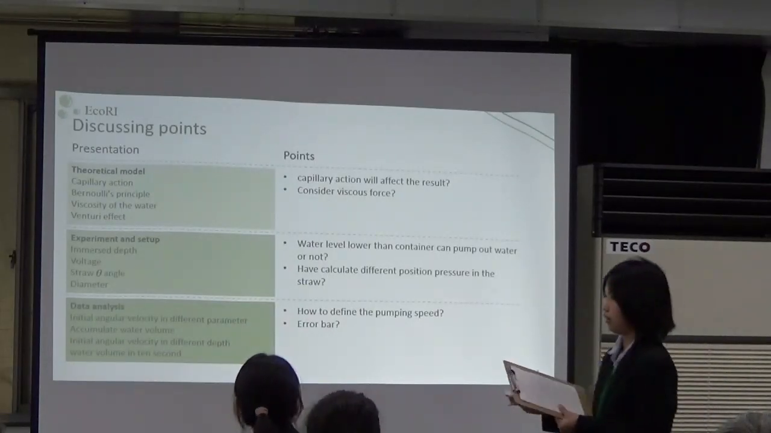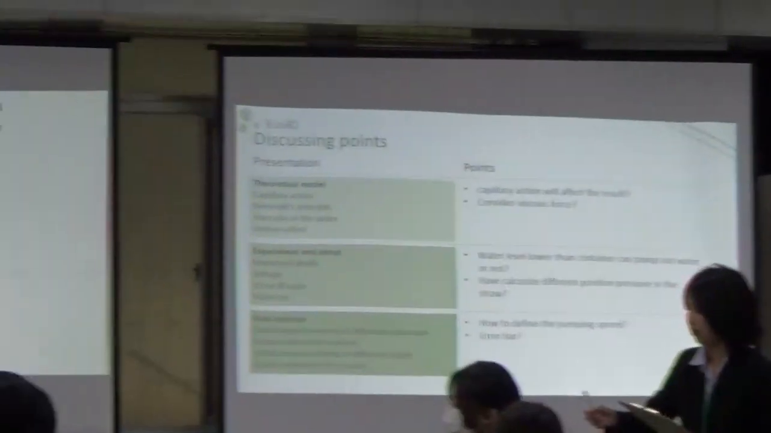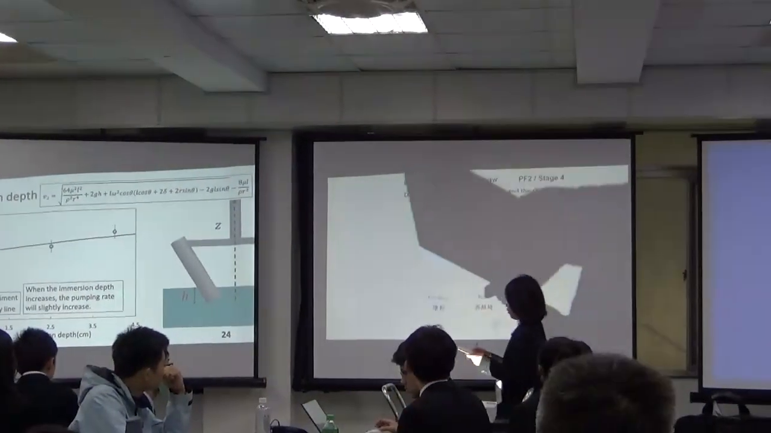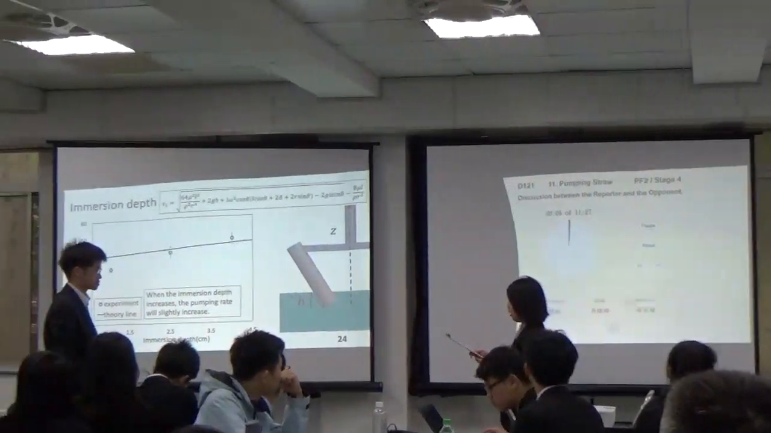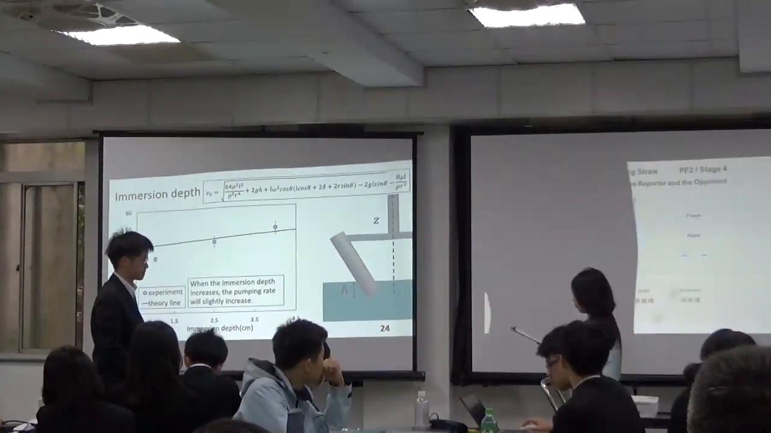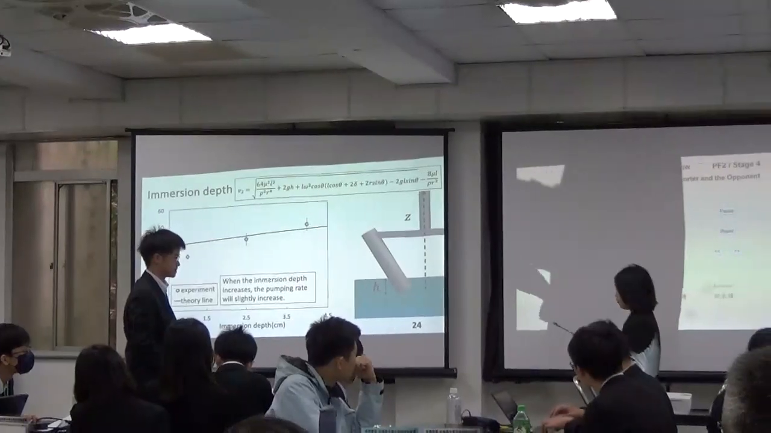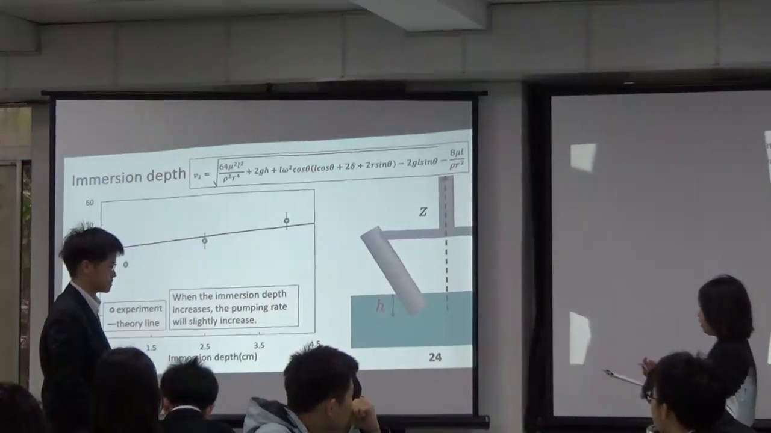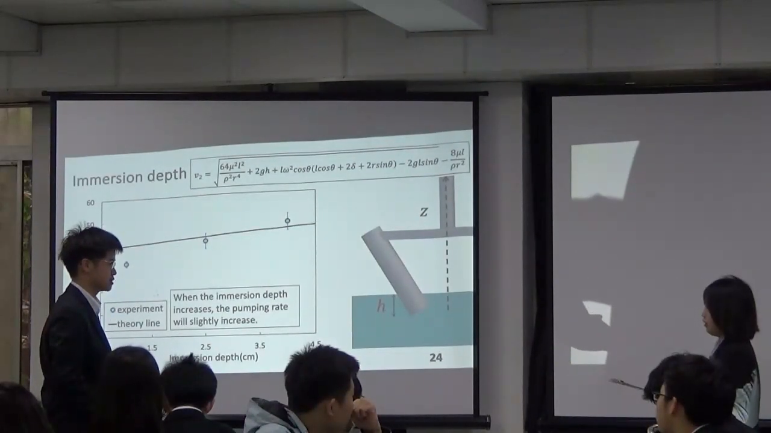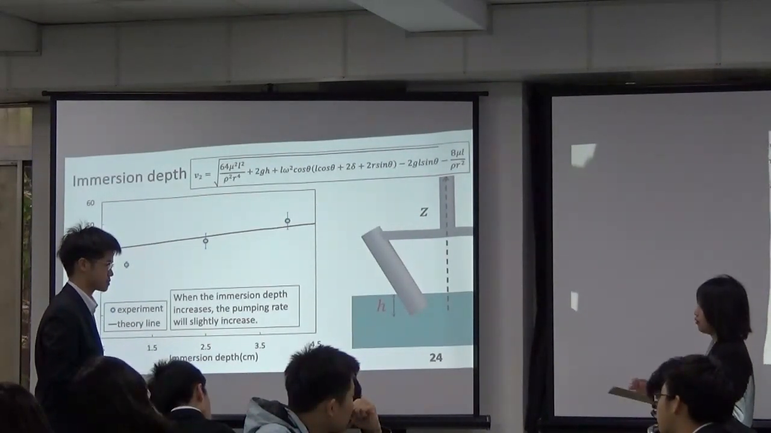Okay, and now I want to discuss with the short question, I also have some questions to ask. In your experiment plan, when the straw starts to rotate, will the water in the container form a vortex or not? It will form a vortex. And yes. And do you think that will affect the result or not?